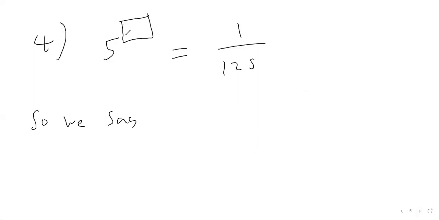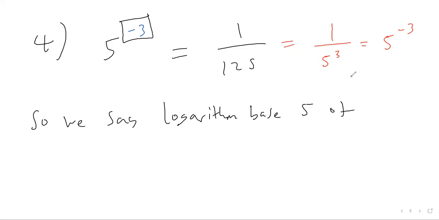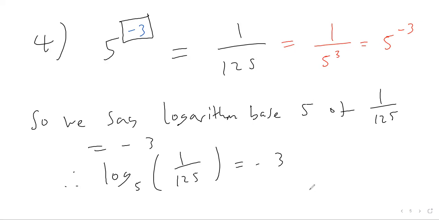Again, we'll go to the next example. We've got 5 to the power of something equals 1 over 125. What is the power there? Let's think: we know that 125 is the same as 5 to the power of 3. Then using our rules of indices, 1 over 5 to the power of 3 is 5 to the power of minus 3. So the number that goes in here is minus 3. So we say the logarithm of base 5 of the number 1 over 125 is equal to minus 3. In notation, log base 5 of 1 over 125 is equal to minus 3. It tells us that the power we need to raise 5 by to get 1 over 125 is minus 3.